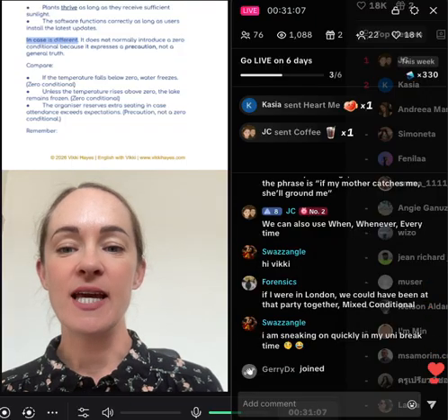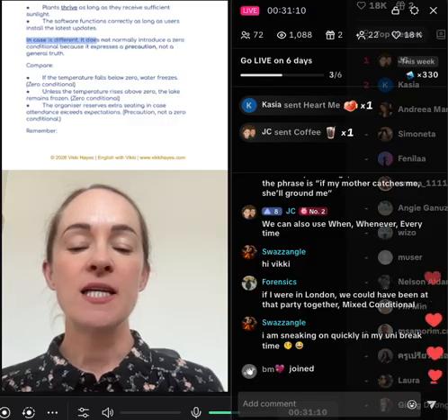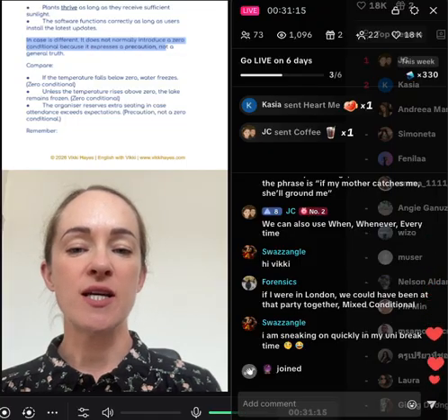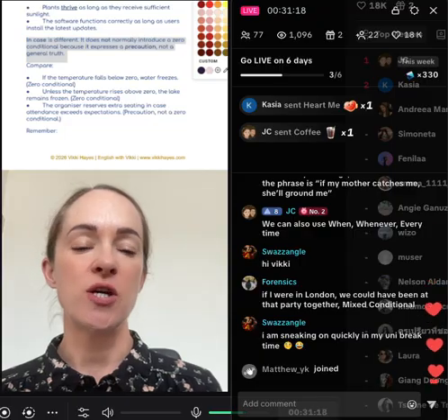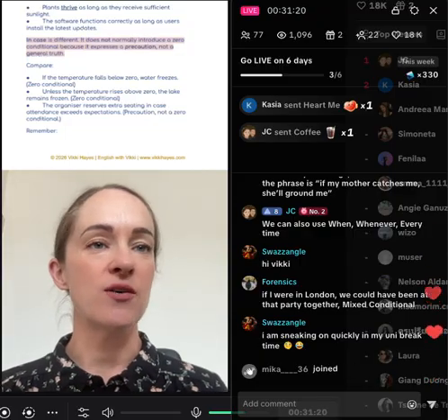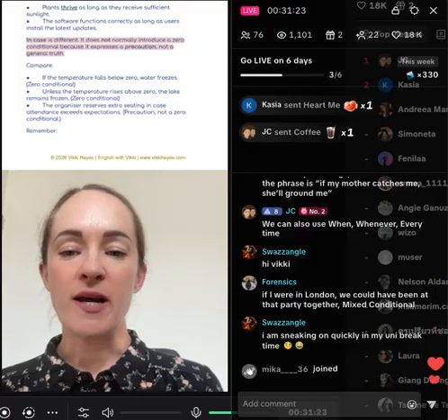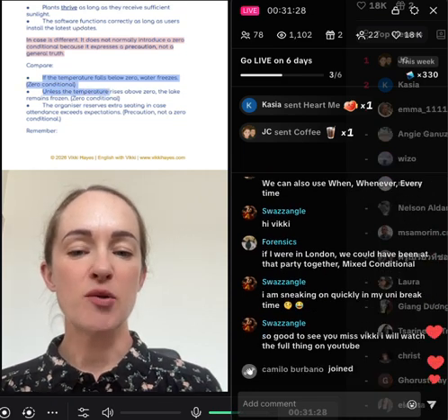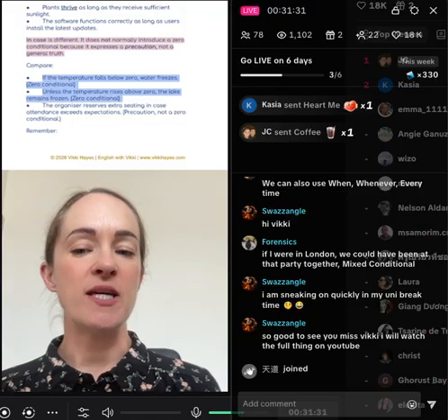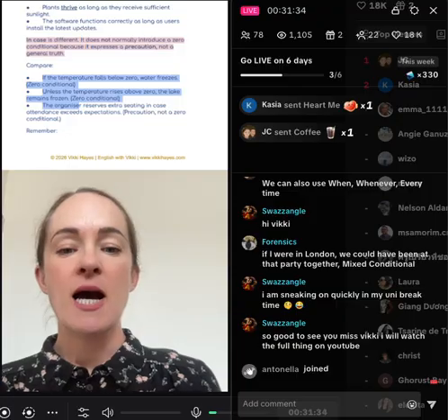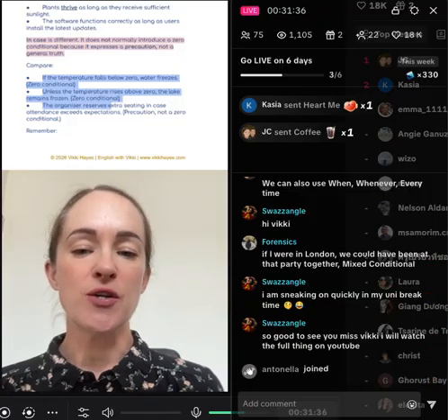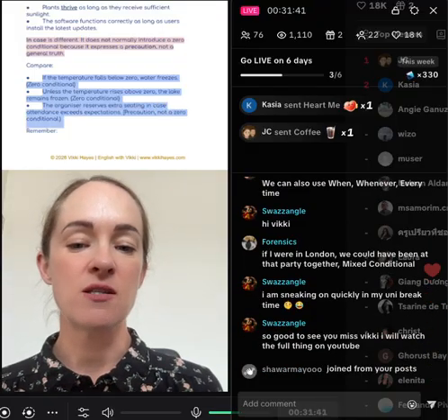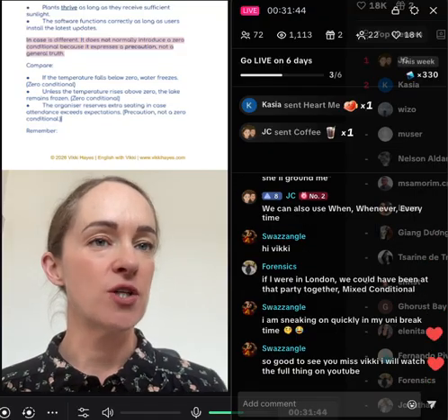In case is different. It does not normally introduce a zero conditional because it expresses a precaution and not a general truth. So that's one that we can't use in the zero. Compare: "If the temperature falls below zero, water freezes." Zero conditional. "Unless the temperature rises above zero, the lake remains frozen." Zero conditional. And here: "The organizer reserves extra seating in case attendance exceeds expectations." This is a precaution. It's not the zero conditional.